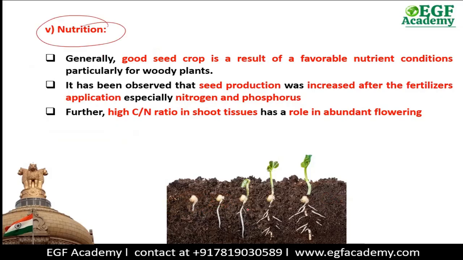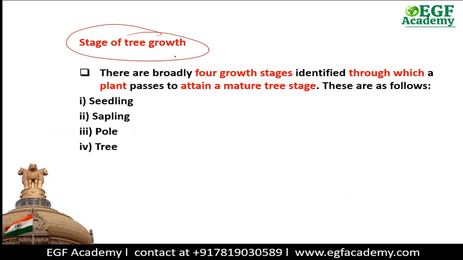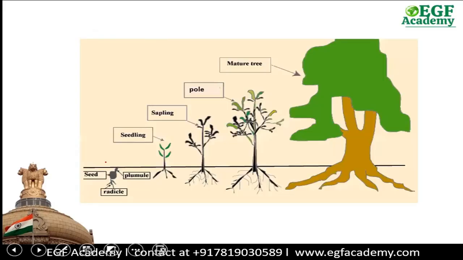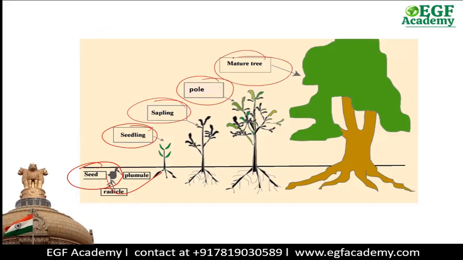Then nutrition. Now, if a seed is germinating, then it will definitely need nutrients. So for that, fertilizers are applied like nitrogen, phosphorus, also potassium. These are needed. That is why proper fertilizers are also given to the seeds. Now, there are mainly 4 stages of tree growth. First is seedling, sapling, pole, and tree. So here you can see that first there will be a seed. The seed will grow. It will make a seedling, then sapling, then the pole is made, then the mature tree is made. We will study all this in detail later on.